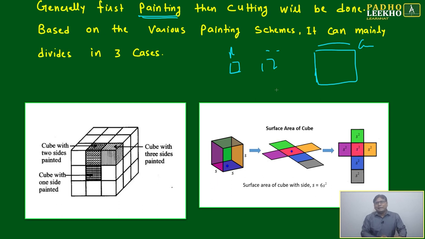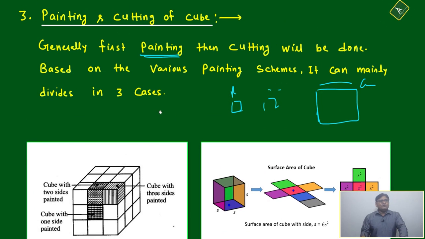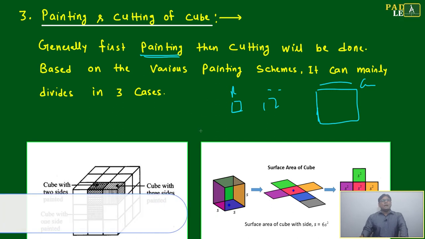Now the question will become very interesting. How many cubes are painted only red? How many cubes are painted by red, green and blue? And how many cubes are painted by any two colors? This is the formation of cube. And generally we are looking at the deformation, painting and cutting of the cube.